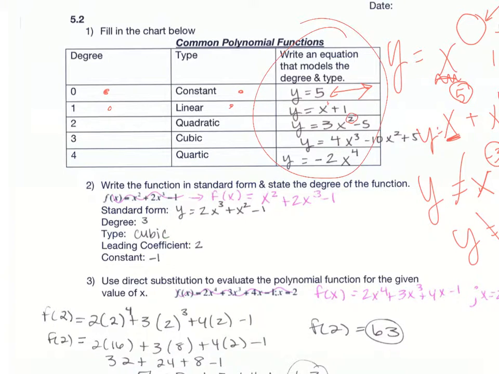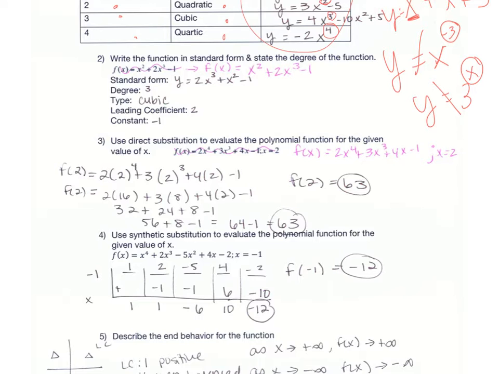Quadratic, you look at the power. You look at the highest power. So the highest degree is 2. That's quadratic. For the next one, highest degree is 3, so it's degree 3 cubic. For the next one, the degree is 4. Degree 4 is quartic.